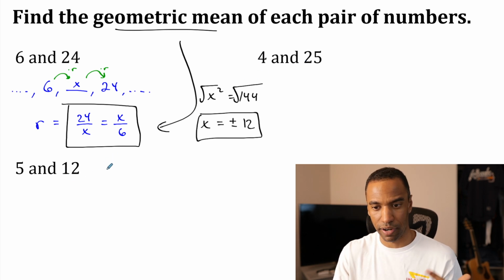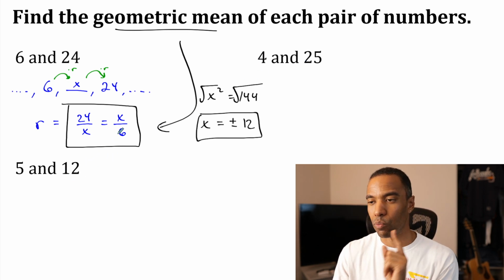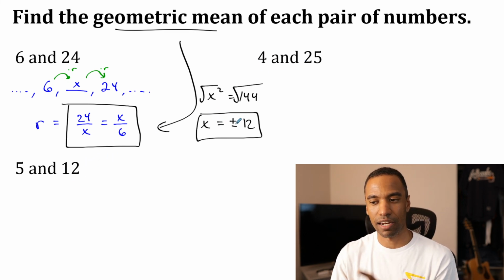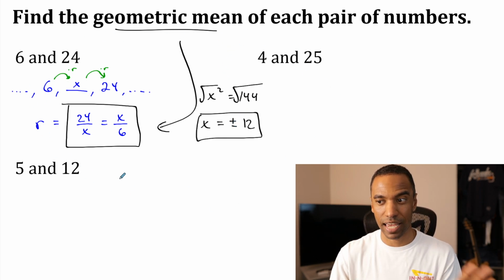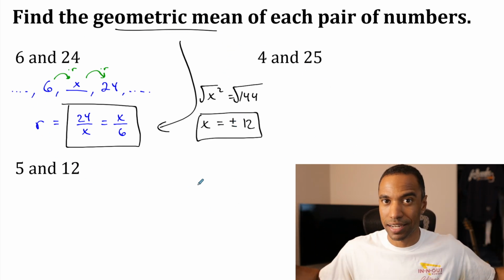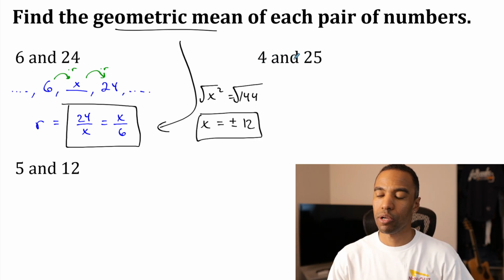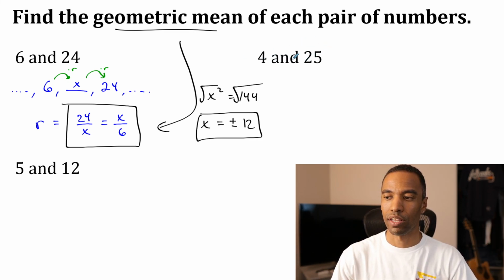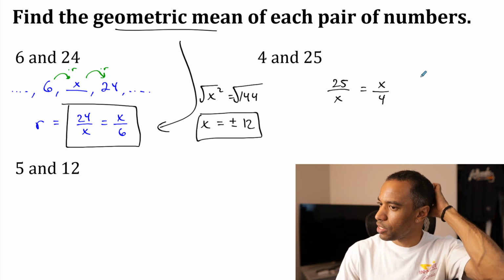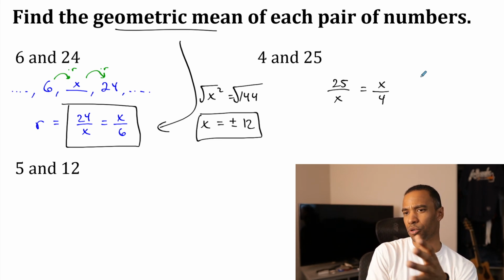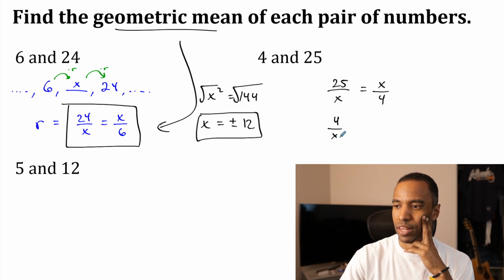And actually all of these will have two different answers because of that square root thing. But when we start getting into lengths, guys, the negative answer doesn't apply because we can't have negative lengths. Right now, in this context, there are no lengths. This is contextless. What's the geometric mean of 4 and 25? We can do the same thing as we did before here, where you can say 25 over some unknown equals some unknown over 4. Honestly, though, you're probably going to see me write it the other way more, like 4 over that unknown is that unknown over 25.